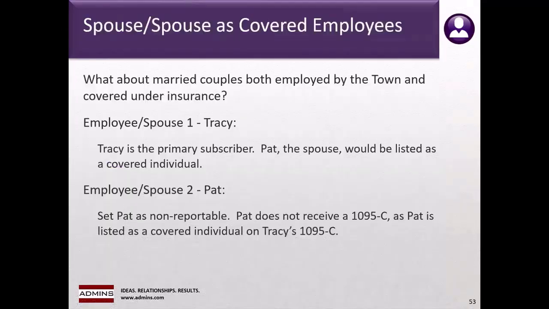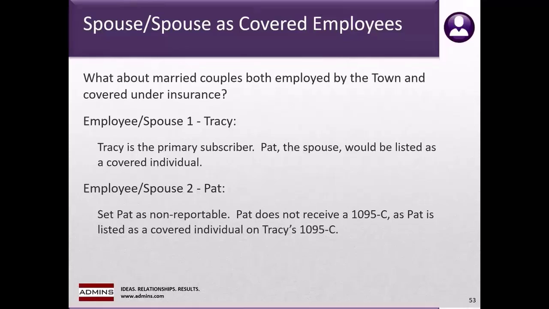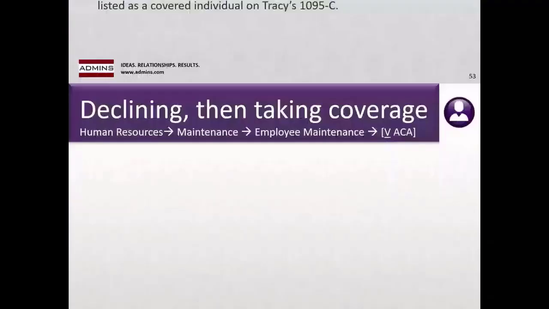Another special situation might be that a spouse and spouse each work for the municipality. There may be a primary subscriber and the spouse is covered under them. List the spouse as a covered individual, and on the spouse's employee ACA tab, set them as non-reportable. This is how to handle an employee with a dependent who is working for their municipality but is covered by their parent, for example.